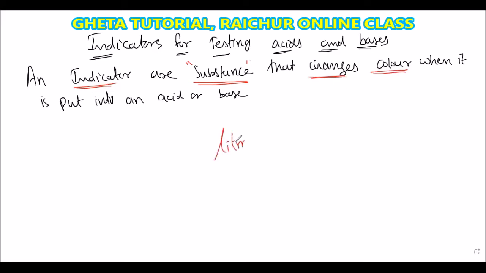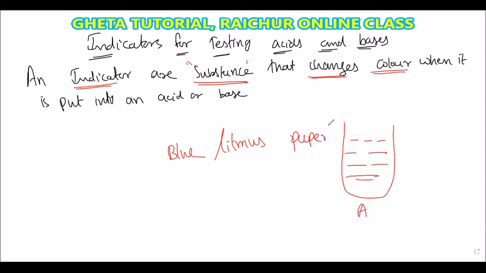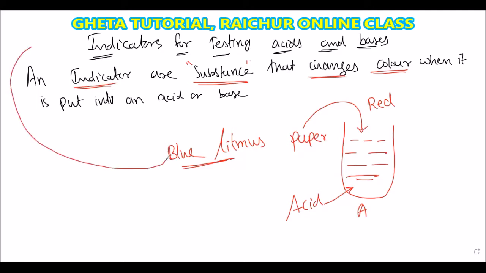For example, if I take a litmus paper, blue litmus paper I have taken. If I add this blue litmus paper in this solution, and if it changes color to red, then it is called what? It is acid. See, the blue litmus changes the color. So this blue litmus paper is called what? Indicator. So indicators are actually chemical substances.